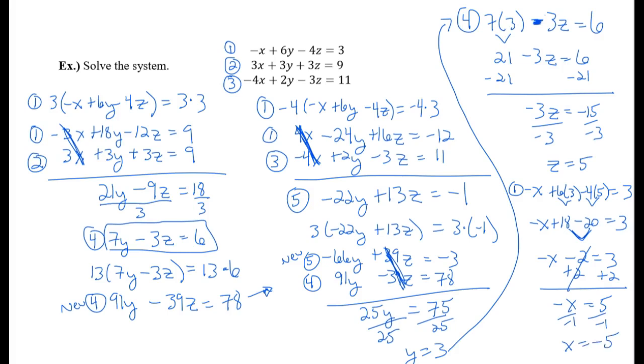My answer is an ordered triplet, right? So I don't just stop here. I want to give the final solution as an ordered triplet, which will be x, y, z. So x came first, which was negative 5. Y was 3. And z was 5. And there you go.